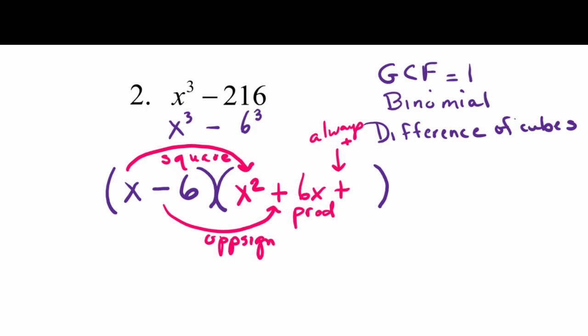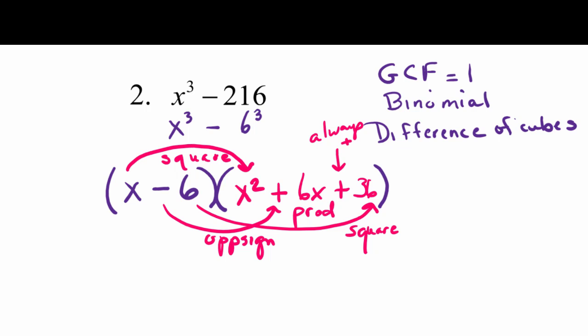And then for our last term in the trinomial, we need to square the 6, and that gives us 36. Taking a look at my binomial and trinomial, it cannot be factored further, so this is our final answer. And if we want to check, we know that we could just distribute and check the answer as I showed you in the last example.